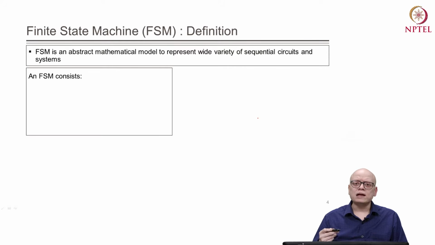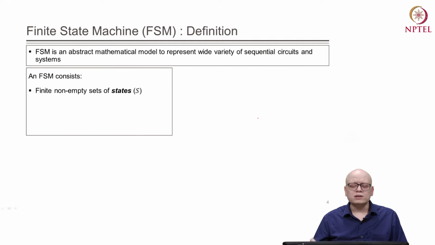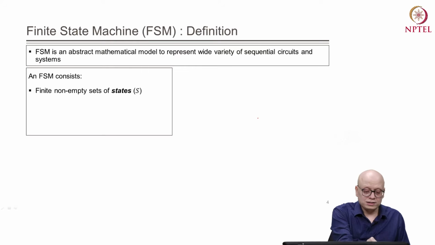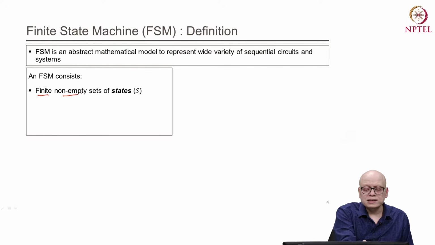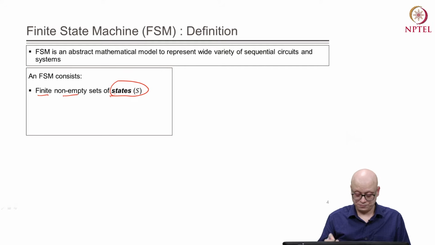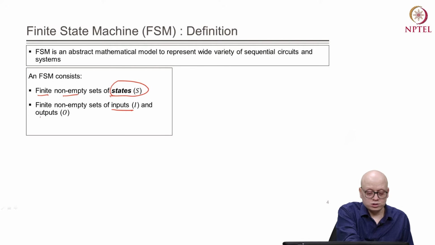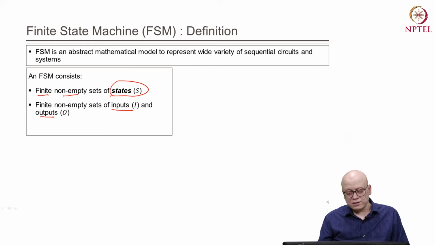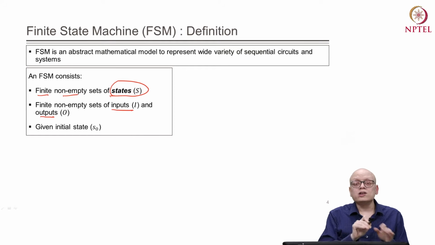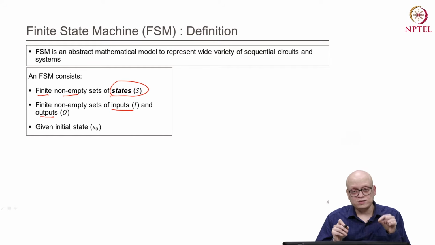Now, what does an FSM consist of? An FSM consists of a finite non-empty set of states, and that is why it is known as finite state machine. An FSM also has a finite non-empty set of inputs and outputs, and we are given, among the set of states, the starting state from where the FSM starts.